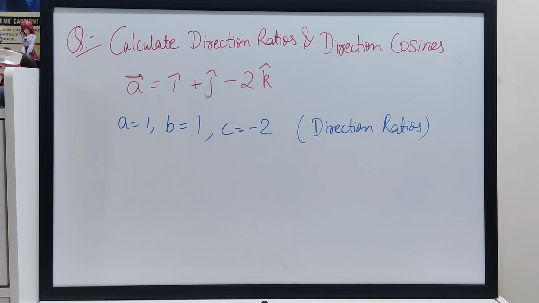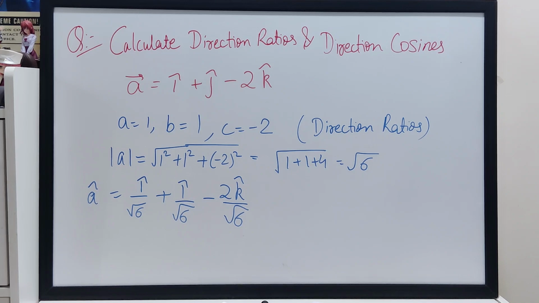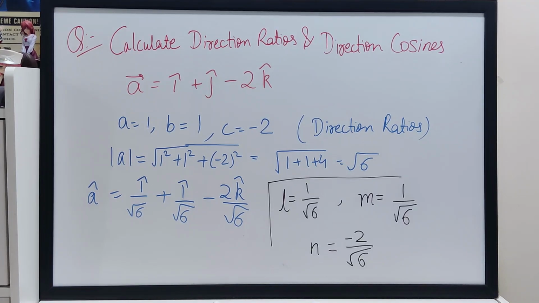Now find out the direction cosines. Direction cosines are the unit vector. How? Because you are calculating cos for that. Now cos is what? Base by hypotenuse. So l is 1 by root 6, m is 1 by root 6 and n is minus 2 by root 6.